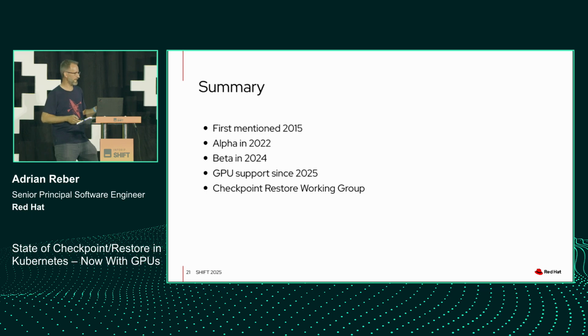And with this, I'm at the end of my presentation. So the summary is: Checkpoint Restore was first mentioned in 2015. The alpha was in Kubernetes in 2022. We had a beta since 2024. GPU support appeared this year. We showed it at KubeCon if you want to see a video with more details.